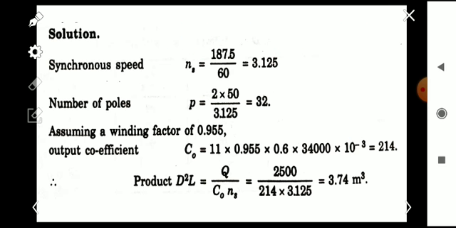Okay, and initially we are going to find the output coefficient C0. The equation is 11 kw B_av ac into 10 raised to minus 3. Okay, so C0 we will obtain as 214, and D square L, using the same equation, we are getting as 3.74 meter cube.